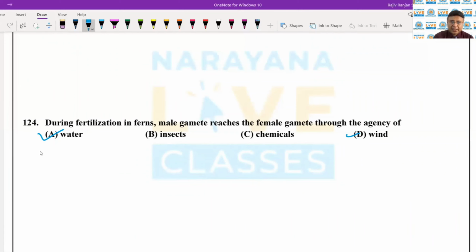But water is needed. The chemicals play a role only when the antherozoids get very close to the archegonium. So it is the sugar, the malic acid, the fumaric acid that function as a chemoattractant, towards which the antherozoids get attracted and finally get into the archegonium. But the main role is played by water. So the correct answer is water.